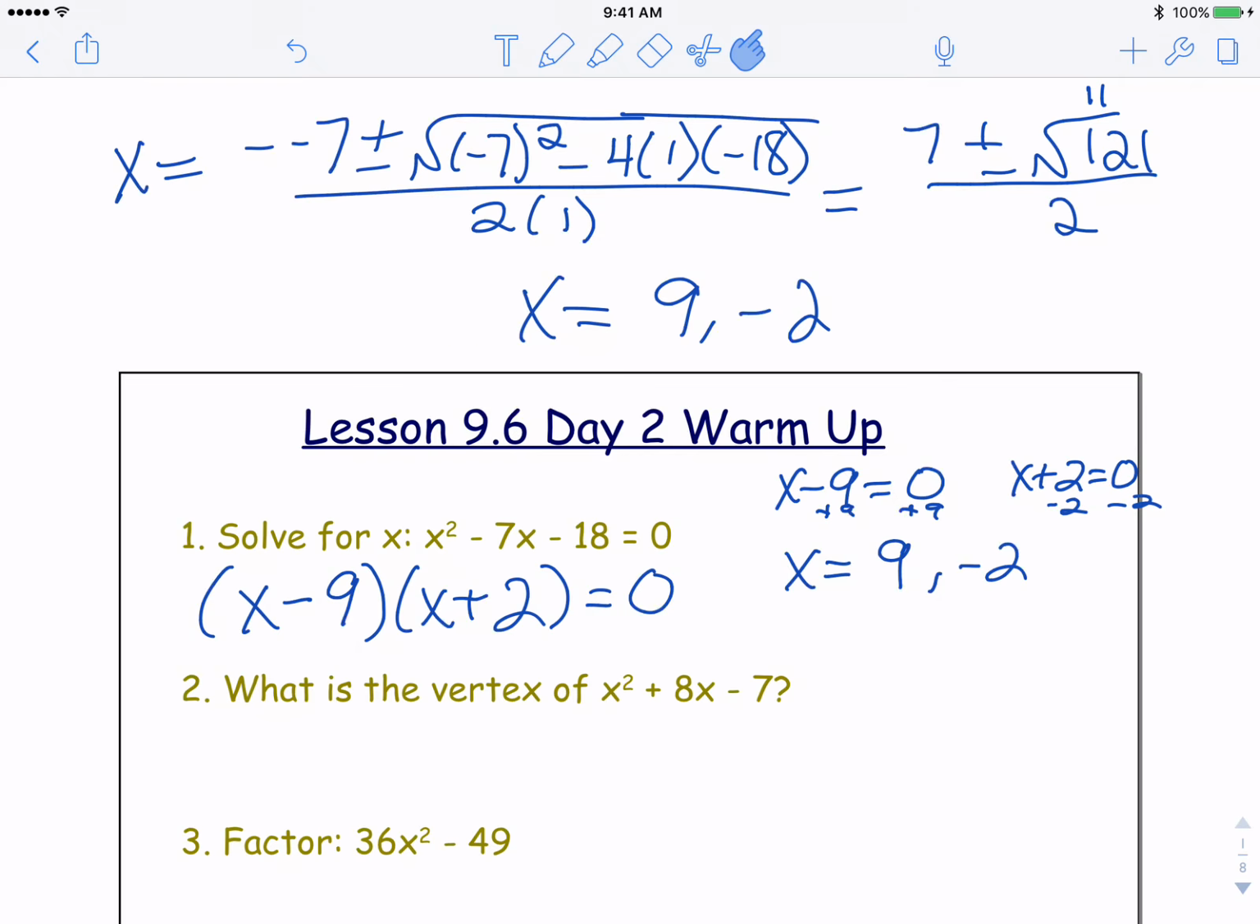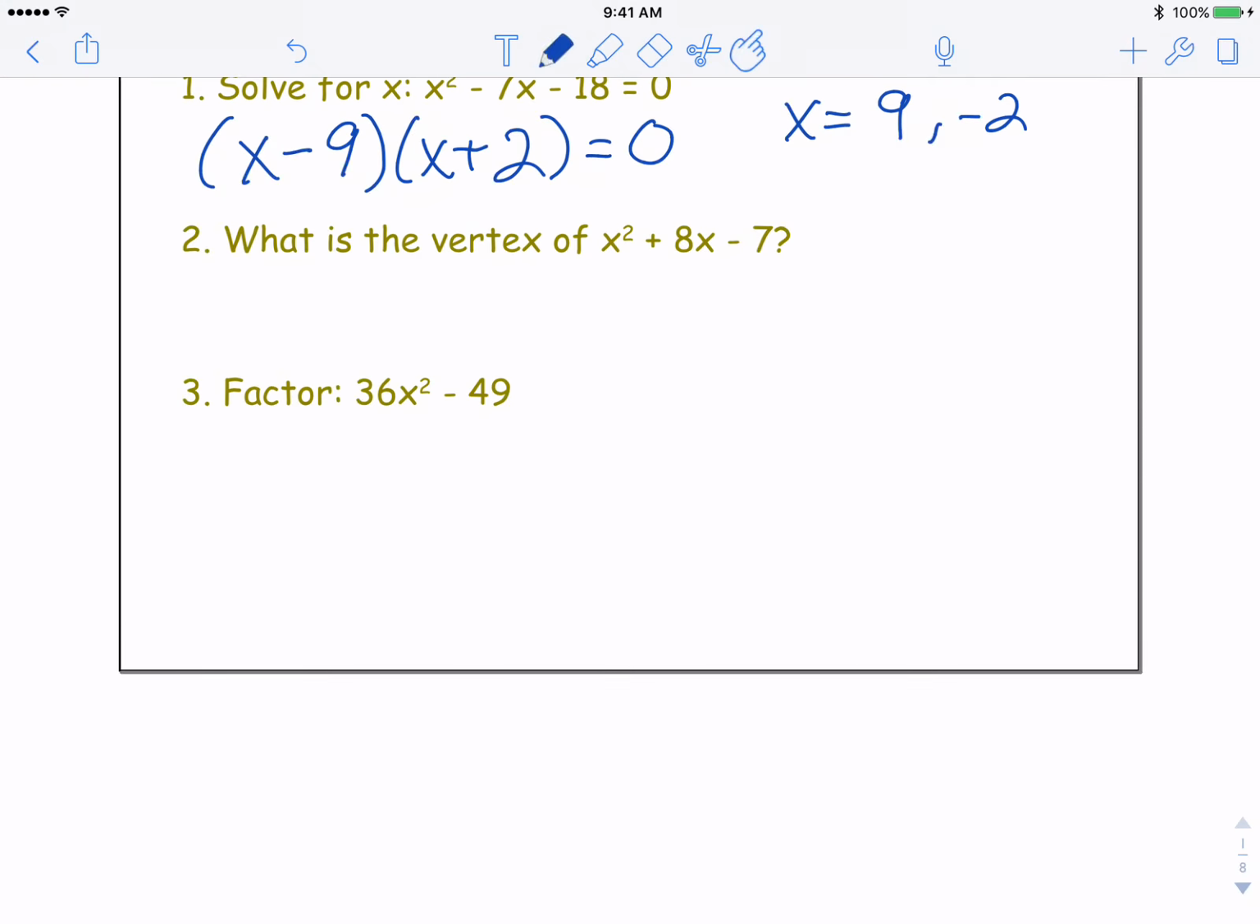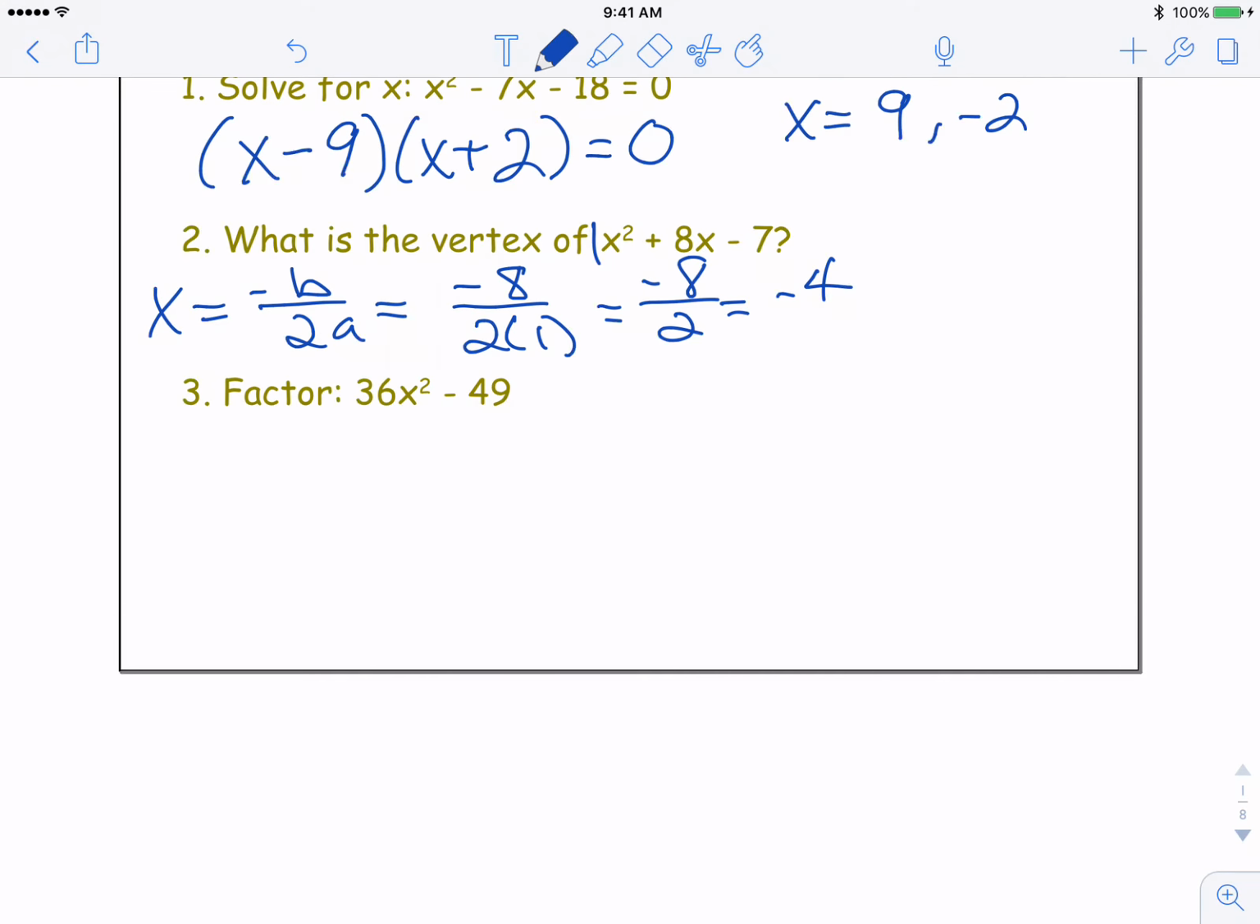The second review problem, finding the vertex. Remember, to find the vertex of any quadratic function, we use that formula of the x value is equal to negative b over 2a. So in this situation, I would have negative 8 over 2 times 1, because remember, this is like a 1x squared. So then I had negative 8 over 2, or negative 4. Remember, this is just my x value of the vertex, so now I have to substitute it back into the equation. Wherever I see an x, I am now going to put a negative 4 to find the corresponding y value of that point. Because remember, a vertex is an x comma y point.